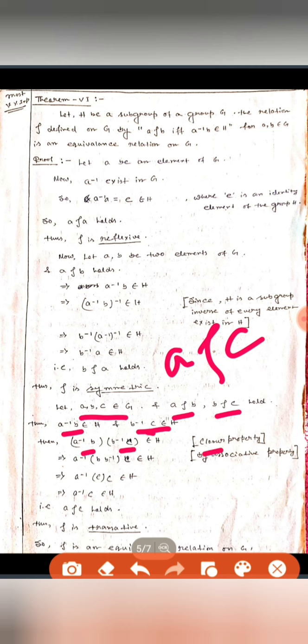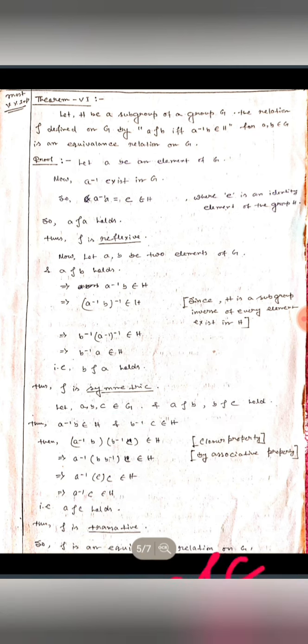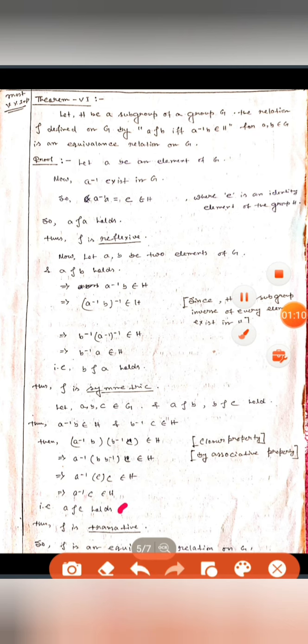So by the closure property, the composition of two elements of H also belongs to H. So by the associative law, A inverse B B inverse C, where B B inverse equals E, gives A E C belongs to H. So A inverse C belongs to H, as E is the identity element. Here we have A rho C holds, as A inverse C belongs to H.